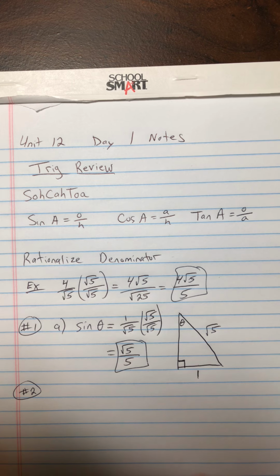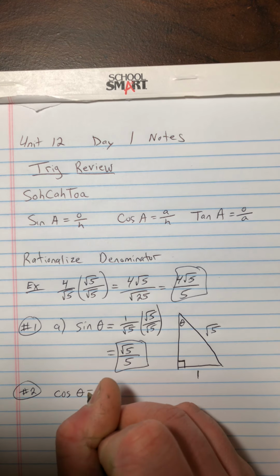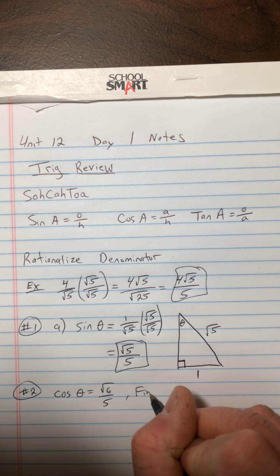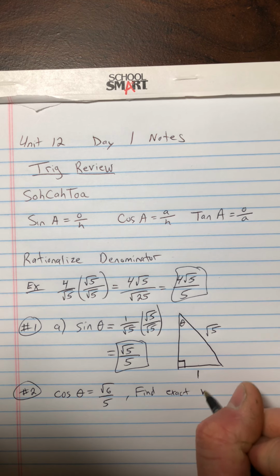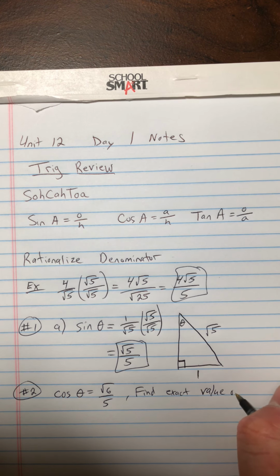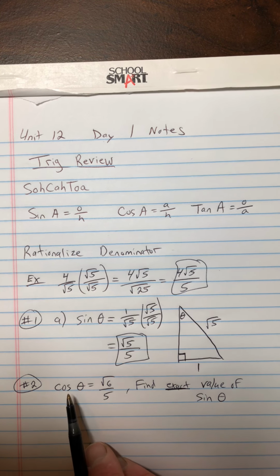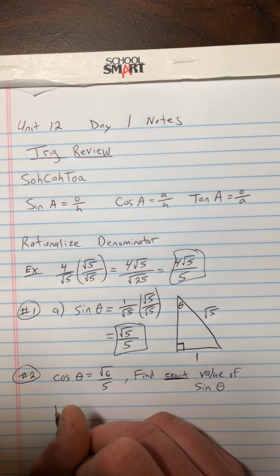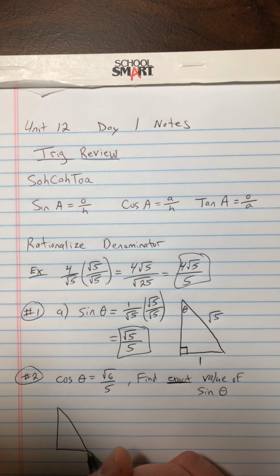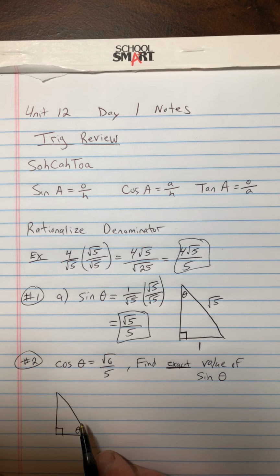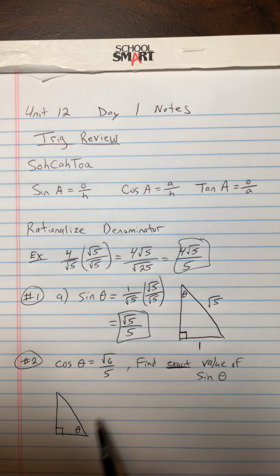You're going to see lots of these. Cosine of theta is radical 6 over 5. It wants you to find the exact value of sine of theta. Whenever it says exact, that means no decimals, no calculators essentially. Remember, anytime you have cosine, sine, or theta, that's all right triangles. So just make your own picture, make a triangle. Put a theta wherever you want to, maybe it's down here this time. So here's your theta.